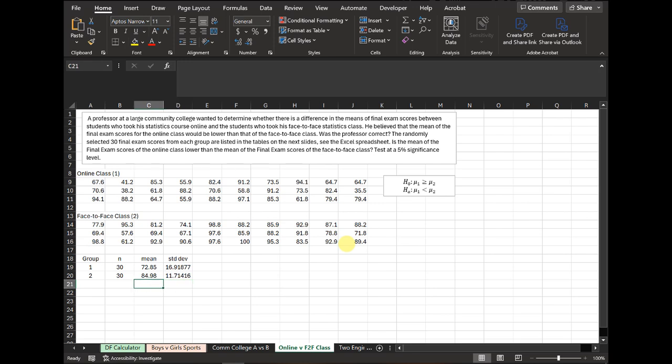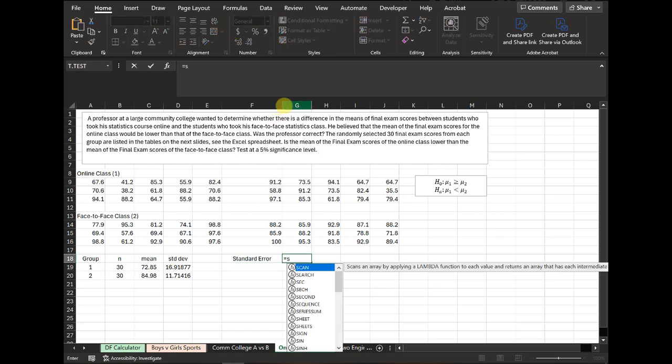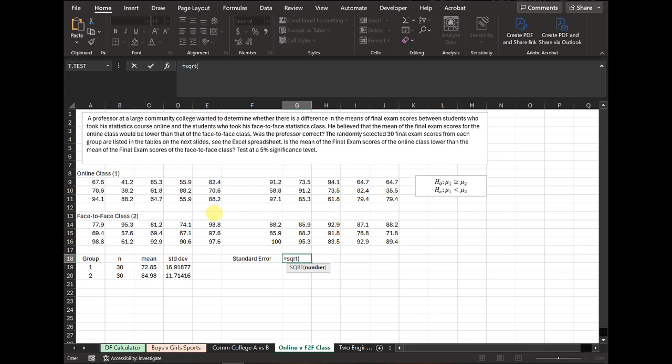And so from here, now I can go ahead and compute my standard error. I talked about that on previous tabs, and I've got references to that formula in previous tabs. So I'm going to take the square root of the first group's standard deviation squared divided by n plus the second group's standard deviation squared divided by n, and I take the square root of all of that.